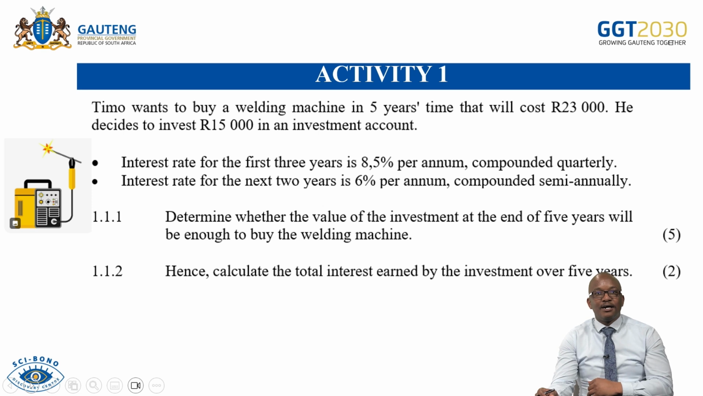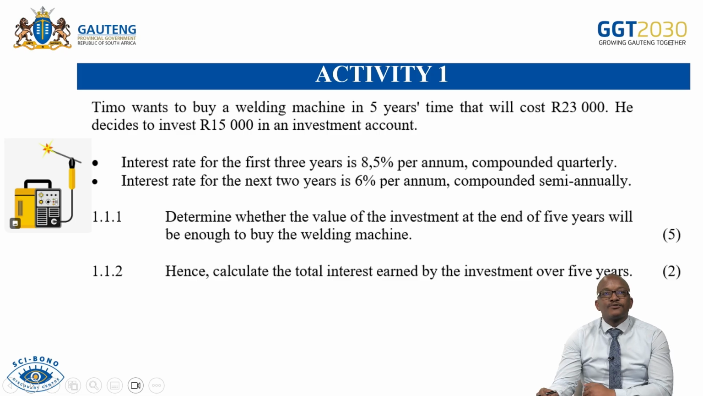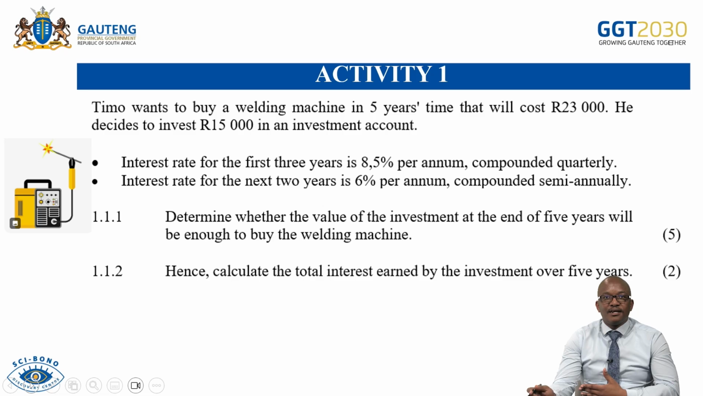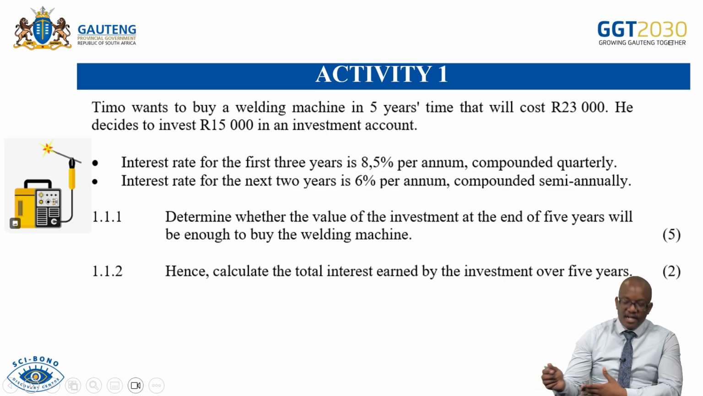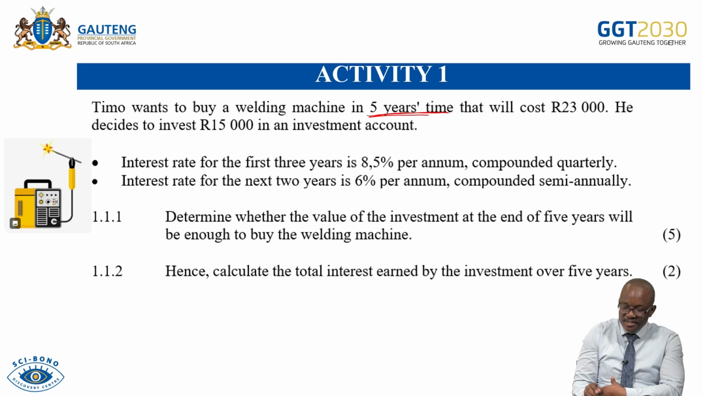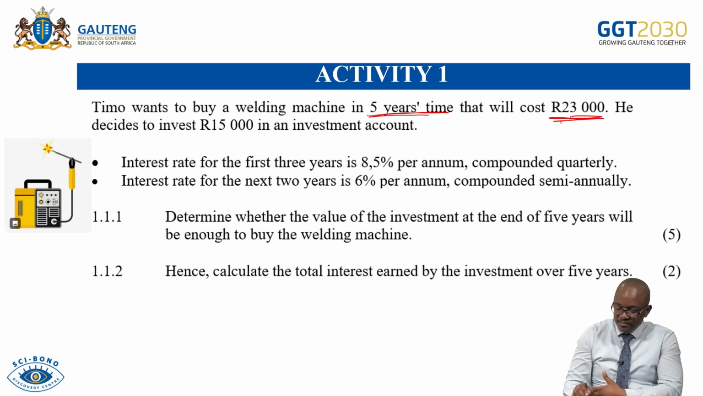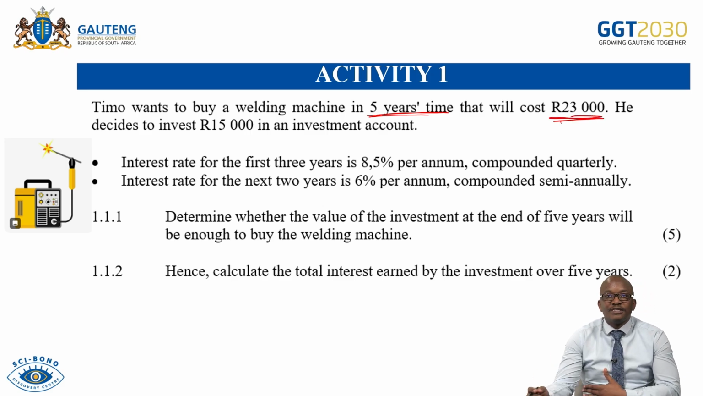Okay, let's read through our statement. They're saying Timo wants to buy a welding machine in 5 years' time that will cost 23,000 rand. He decided to invest 15,000 in an investment account. So the scenario is clear: Timo wants to buy a welding machine in 5 years' time, it means 5 years from now. The machine will cost 23,000, meaning in 5 years' time the machine will cost 23,000.